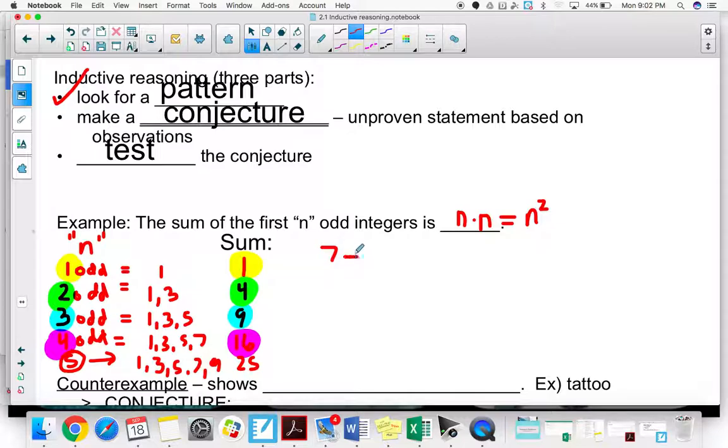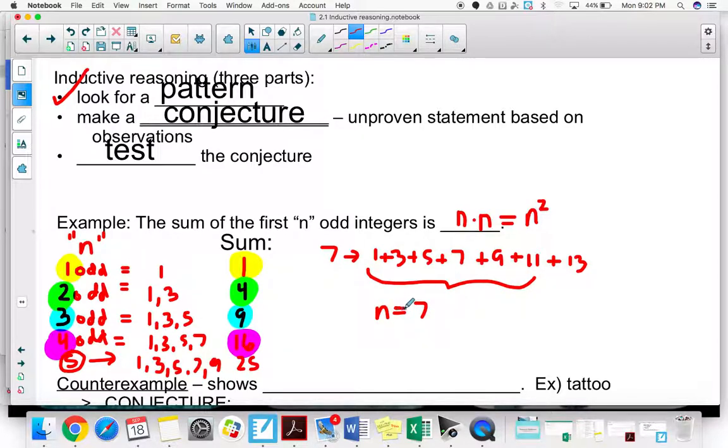If you wanted to test it like we said we should, let's try it with 7. So the first 7 odds would be 1 plus 3 plus 5 plus 7 plus 9. That's 5 numbers. Let's go another one, that's 6 numbers. And then the 7th odd is 13. So here we had 7 numbers, so n would be 7. If our conjecture is true, this should add up to be 7 squared. This should add up to 49.